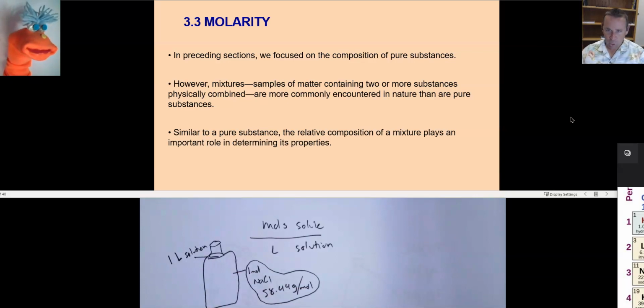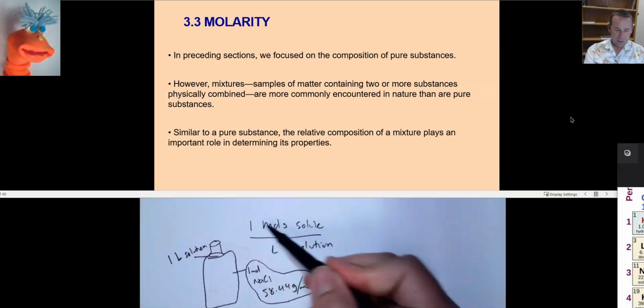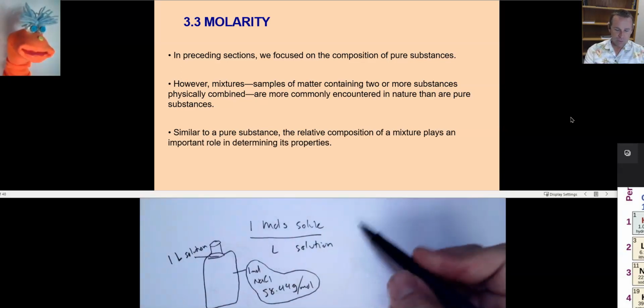Notice I didn't add a liter of water. I added enough water to fill it up to a liter. Okay? So there's 1 mole of sodium chloride dissolved within this liter of solution. And that means that, again, there's 1 mole of solute for every liter of solution.